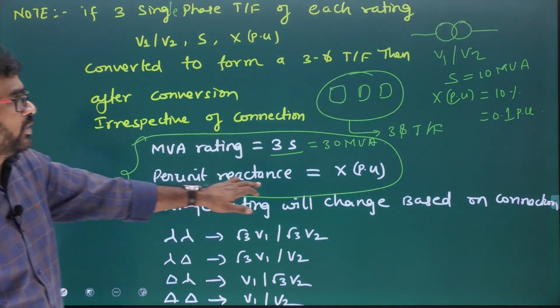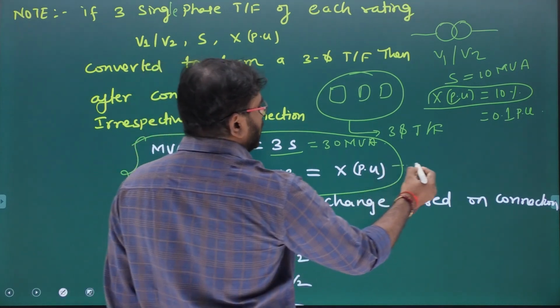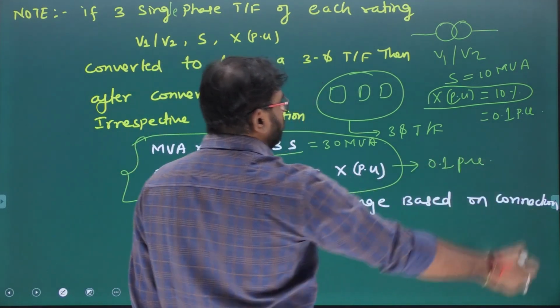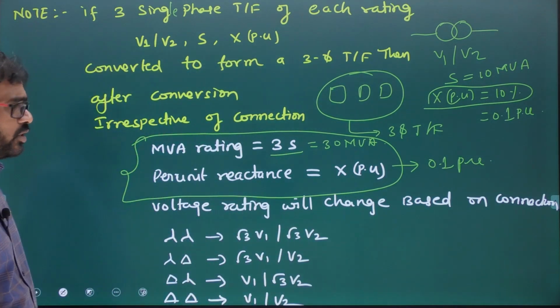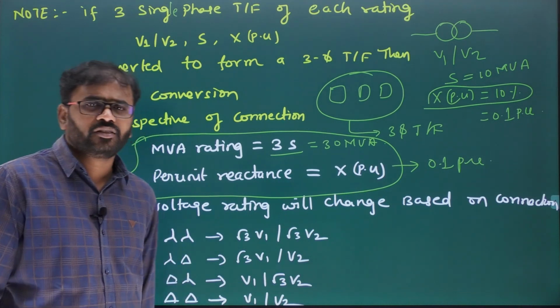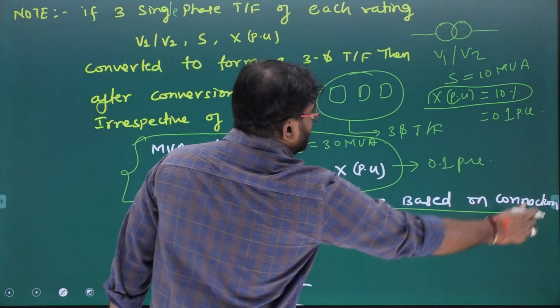And what about per unit reactance? Per unit reactance of each single-phase transformer is 10%. Now here also it is the same. So 10% means in per unit form 0.1 per unit. The per unit reactance will not change if I convert three single-phase transformers to a three-phase transformer. But voltage ratings, be careful, are based on the connection.